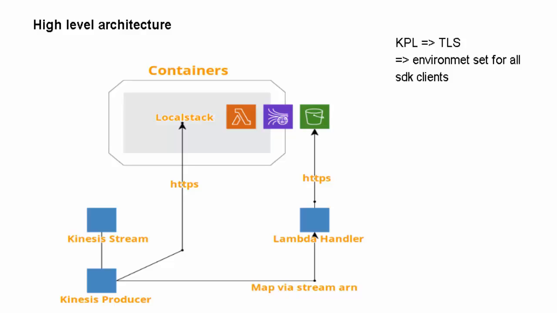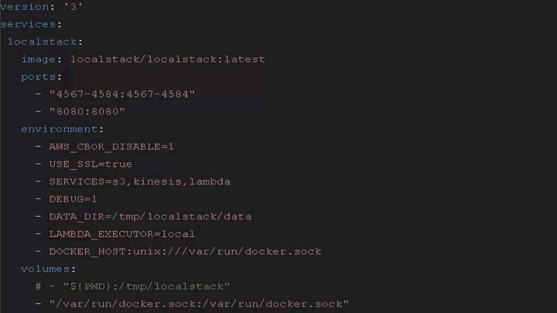A high-level overview. We have one container, LocalStack, running a Lambda service, a Kinesis service, and S3. We run our producer, which will create the stream, get the stream ARN, and put that into our create function code. When the Lambda handler is called over HTTPS, it's going to push data to an S3 bucket. When our Kinesis producer pushes data into the stream, the Lambda function will be called, and that JSON we discussed previously will be passed into our Lambda function handler.